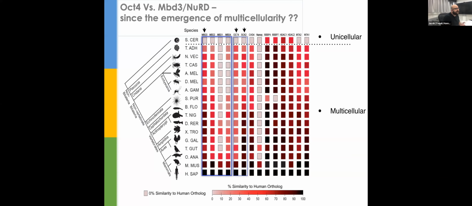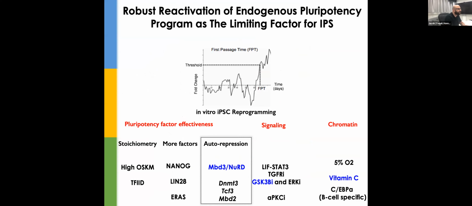I want to highlight, I'm not saying this is the only function of Mbd3 NuRD Gatad2a in stem cells, but I'm saying maybe it started there, and of course they have different roles in adult cells which are very worth looking at. Finally, we're trying to connect the different factors.